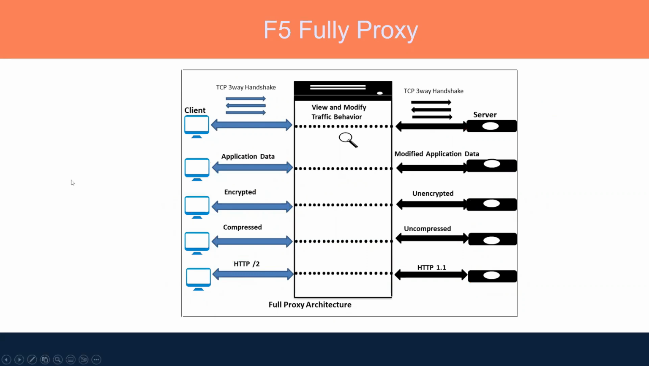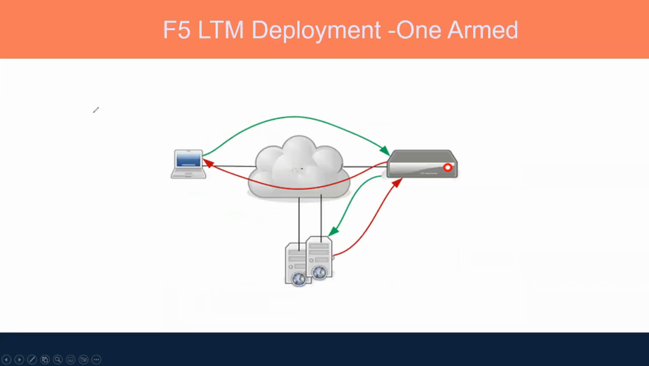Moving to next, F5 deployment. We can do it as a one-arm mode. There would be a single interface in one-arm mode, which would be carrying the request and response from the server and client.